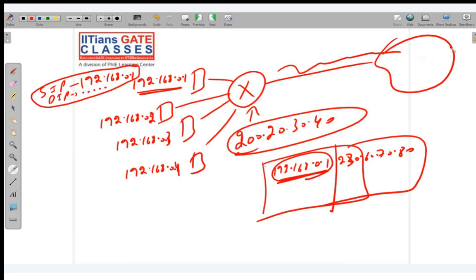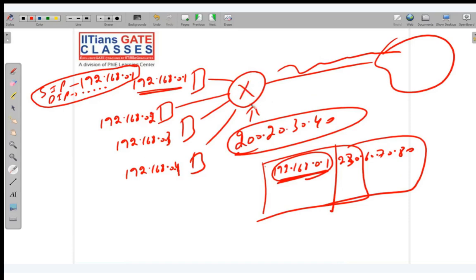And whenever that computer replies, this router will check the table, that okay, this IP address was communicating with this one, so it will send the packet to this computer. Any doubt here? No, sir. Okay, so it's the game of this router only.